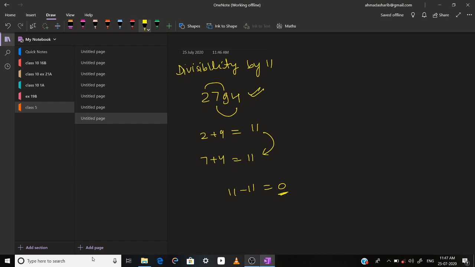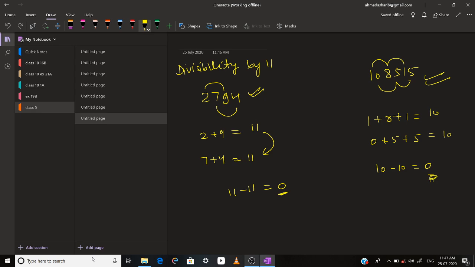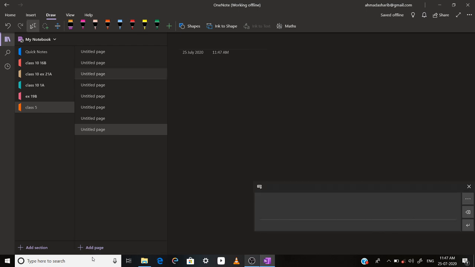Let's take one more example, 108515. We have to check if it is divisible by 11. We add 1, 8 and 1 with each other, and 0, 5 and 5 with each other. So 1 plus 8 plus 1 is 10, and 0 plus 5 plus 5 is also 10. Now find the difference of the sums. 10 minus 10 is 0, and 0 is divisible by 11. So yes, this number is also divisible by 11. In this way we check the divisibility by 11.